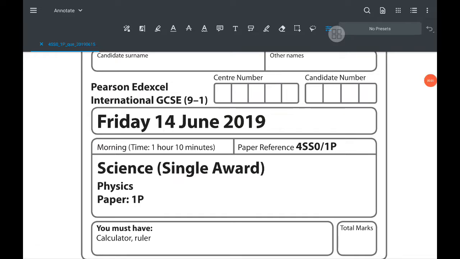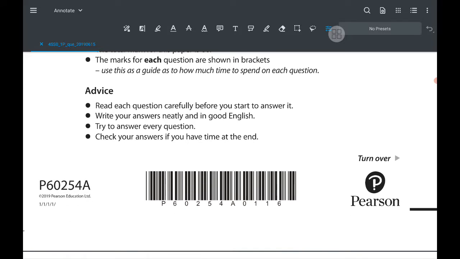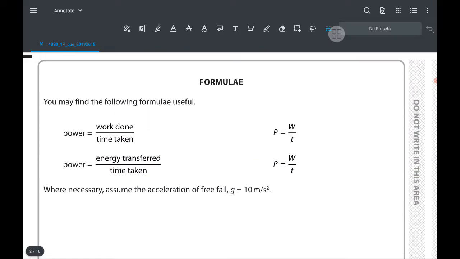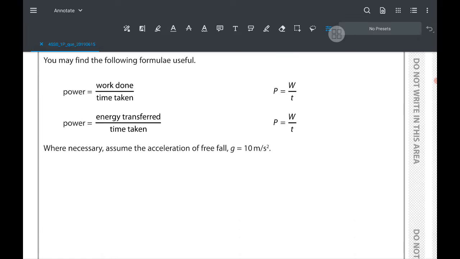Hello everyone. Today we will discuss the 2019 June single science physics paper. Let's look at the first question. Here you can see two of the equations are given related to power.